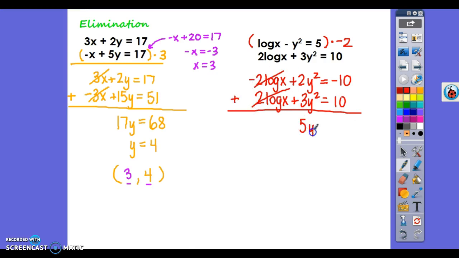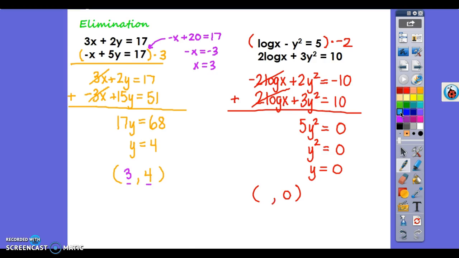Here I've got 5y squared equals 0. It's a little weird. Divide by 5, I get 0. Take the square root, I get plus or minus 0. And so I'm pretty sure that 0 is my y value. Again, I don't really know what these curves look like because it almost would be square roots of logs, so I'm just going to go plug it back in and see what happens.